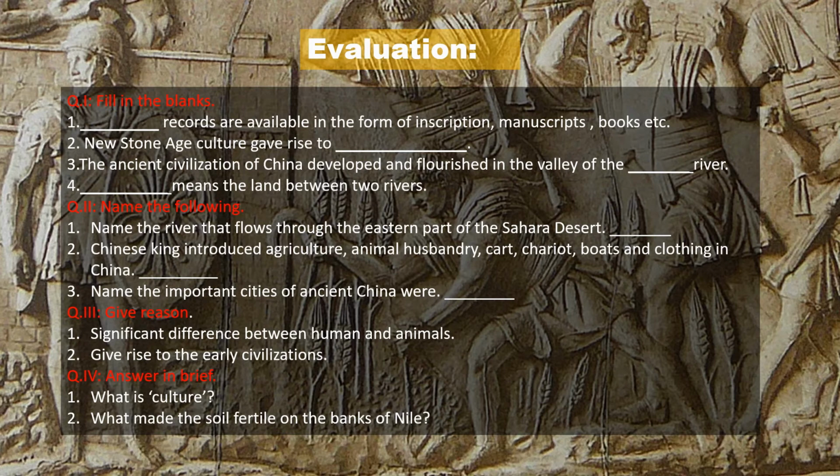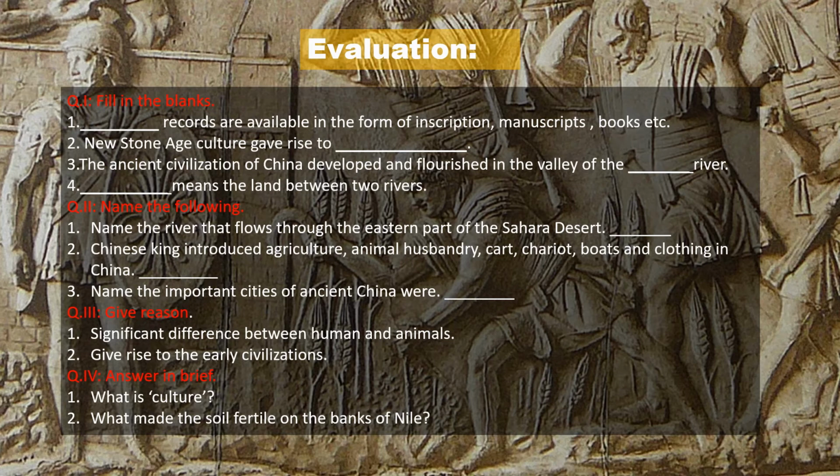Second, what gave rise to early civilization? Answer: Increase in production because of industrial skills, the use of the wheel, flourishing of trade, use of a well-developed script, etc. gave rise to early civilization.